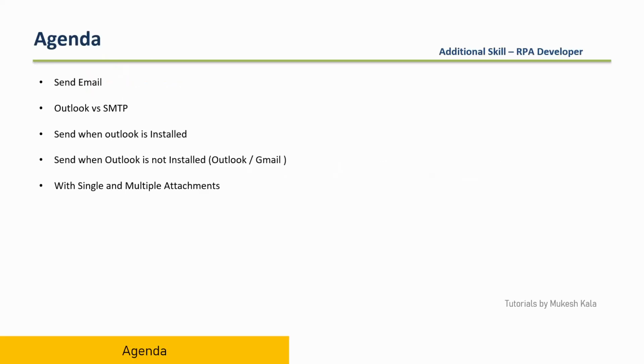If I talk about the agenda, we are going to start with the send email activity. We are going to see the difference between Outlook and SMTP. We are going to see how you send an email if Outlook is already installed, and what settings are required. Then we are going to see, if I don't have Outlook installed and I still want to use my Outlook account, how do I do that? We are also going to see how I send an email with the help of my Gmail account. And at the last, we are going to see how all this happens with single or multiple attachments. Okay, so all of this would be our agenda for today.